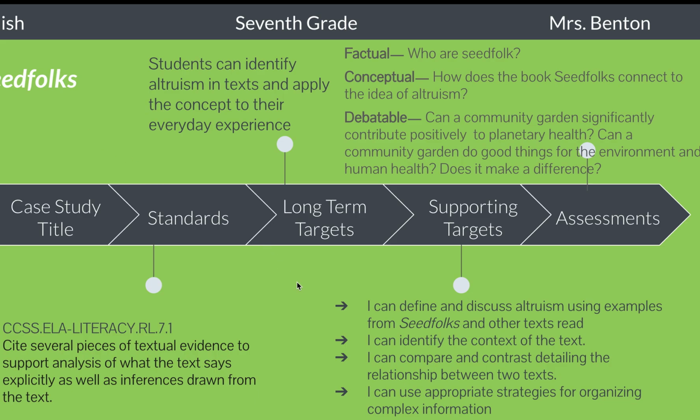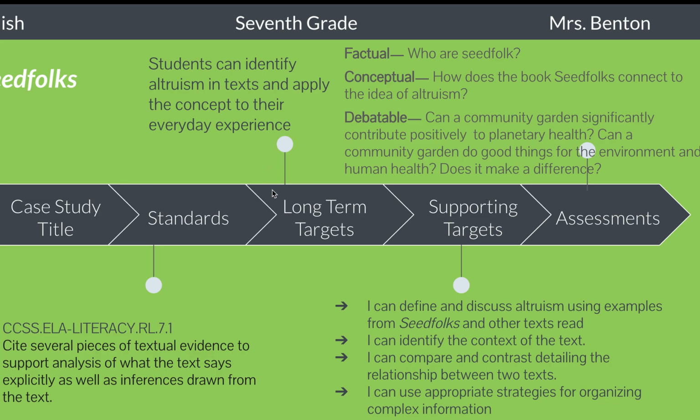In terms of the supporting targets, I can define and discuss altruism using examples from Seedfolks and other texts read. I can identify the context of the text, like what's happening, where it's happening. I can compare and contrast, detailing the relationship between two texts. So sometimes I'll be asking you to use a nonfiction piece and Seedfolks and do a little comparison. I can use appropriate strategies for organizing complex information. And so that's all that Google Classroom piece where we're working on just keeping organized and dealing with this whole framework and this whole online thing.